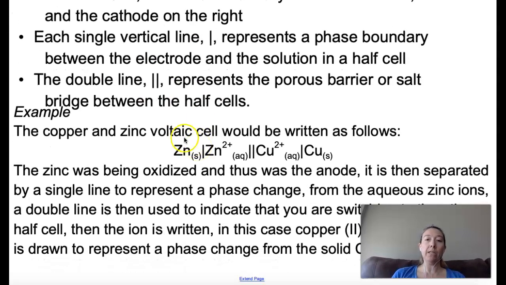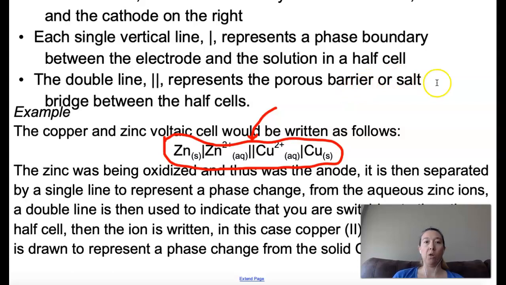So here's an example right here of what that looks like. You'll notice a couple of things. You'll notice that we have these double lines. This double line means the separation between those two containers. Okay, so that double line is the split between the cells, right? The double line represents the porous barrier or salt bridge between the half cells.